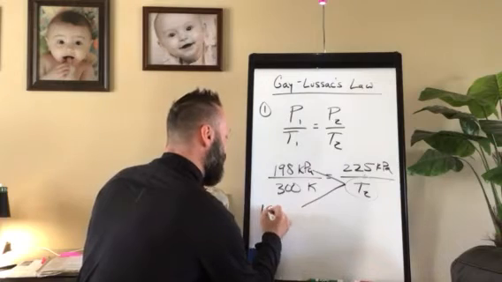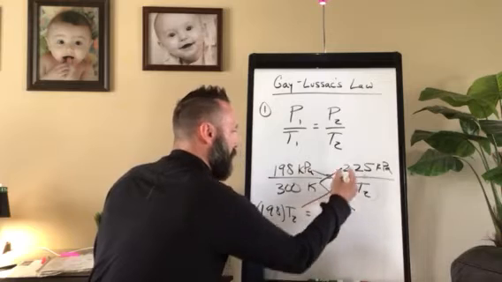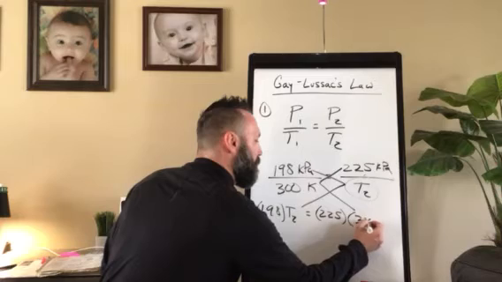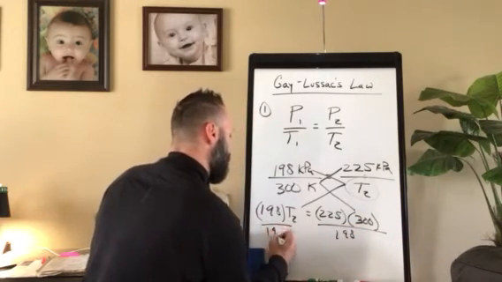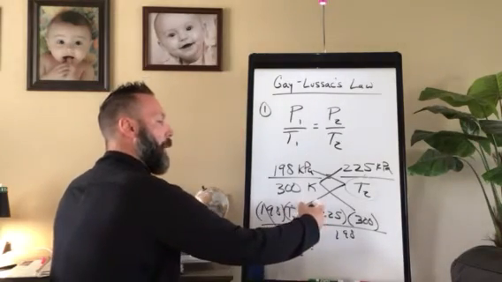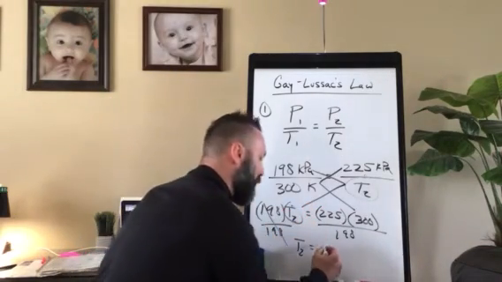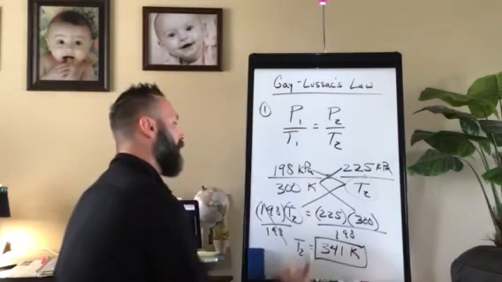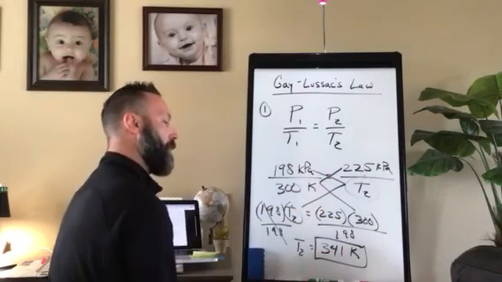So we have 198 times our T2 equals 225 times 300. Divide by 198 on both sides to isolate T2. So your temperature of 225 times 300 divided by 198 is going to give you, to 3 sig figs, 341 Kelvin. So if you see, pressure went up just a little bit, and our temperature went up just a little bit to 341.